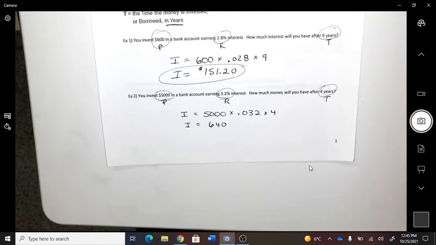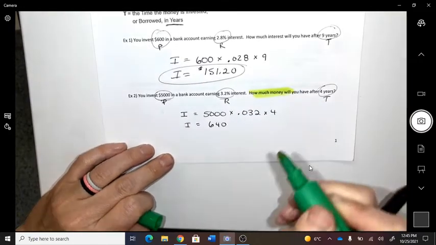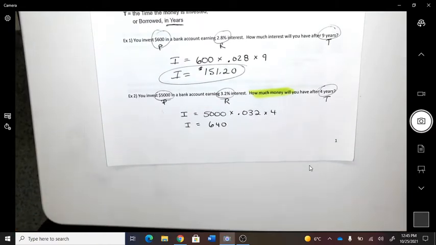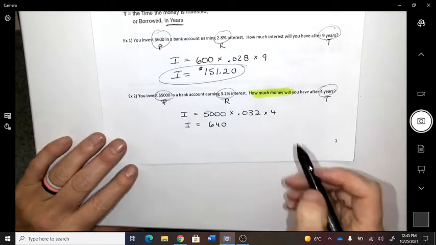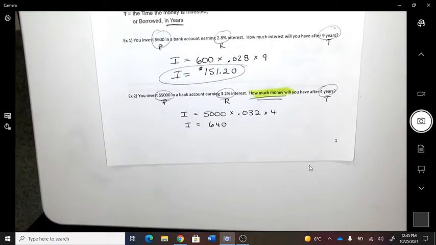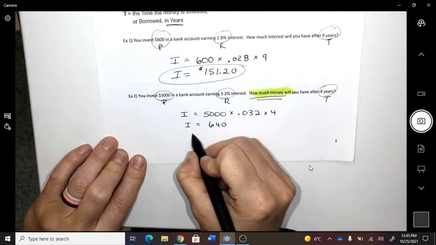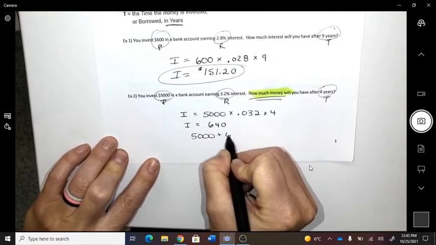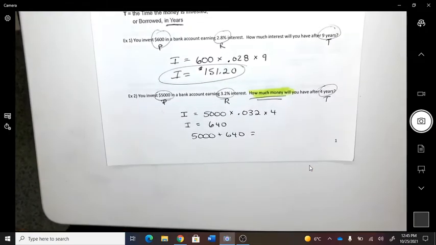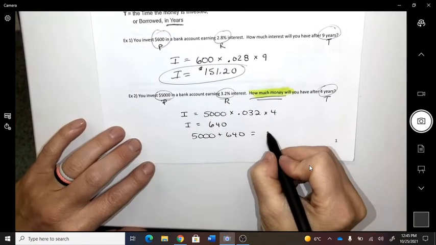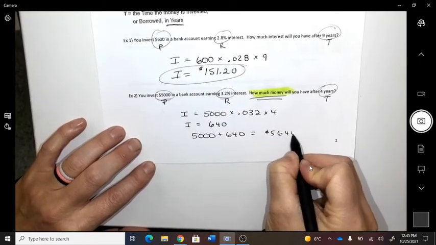But my question is different. Here's my question: how much money do you have now? So what will you do with that info? You're going to take the 5,000 and add the interest. You need to add, because you already had the 5,000 and then the 640 was on top of that, okay? So be careful with the questions.